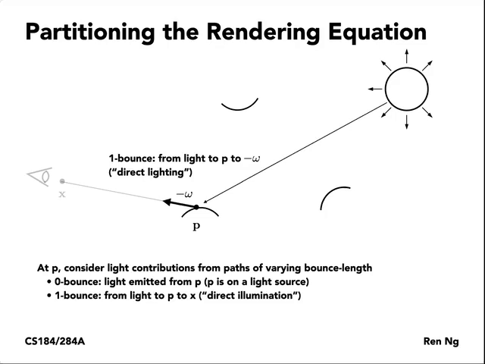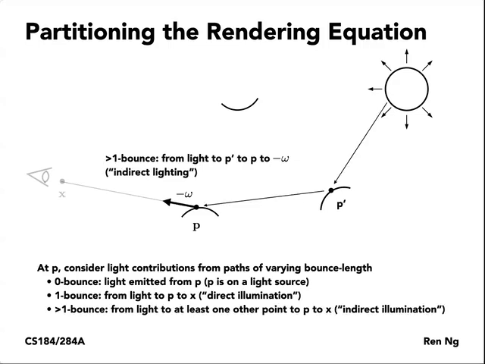1 bounce means that from P, light came directly from one of the light sources in the scene. In this cartoon scene, there's only one light source over here, but if there are multiple light sources, any of those light sources shine directly onto P and are then reflected in this negative omega direction. This is what we call the direct illumination, and maybe you can see why. It's because that first point P in the world that we see is directly illuminated, and we calculate that intensity directly.